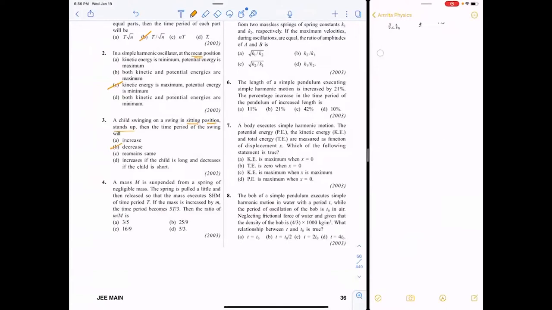A mass M is suspended from a spring of negligible mass. The mass of the block is M. The spring is pulled a little and released so that the mass executes SHM of time period T. So when the block has mass M, the time period is T. If the mass is increased by small m, so you are adding another m, the time period becomes 5T by 3. What is the ratio of m by M? He's asking, what is m by capital M?